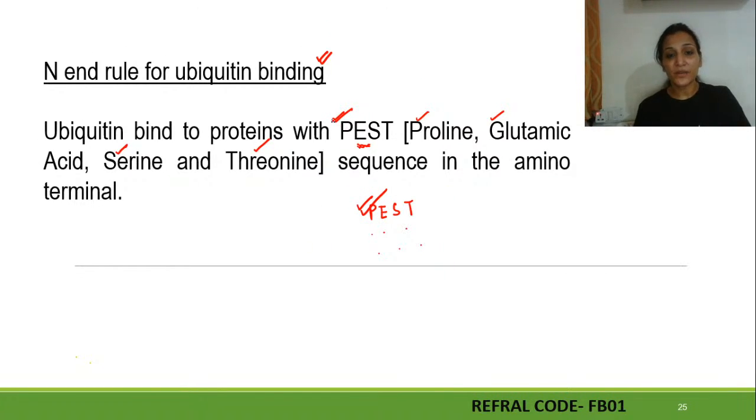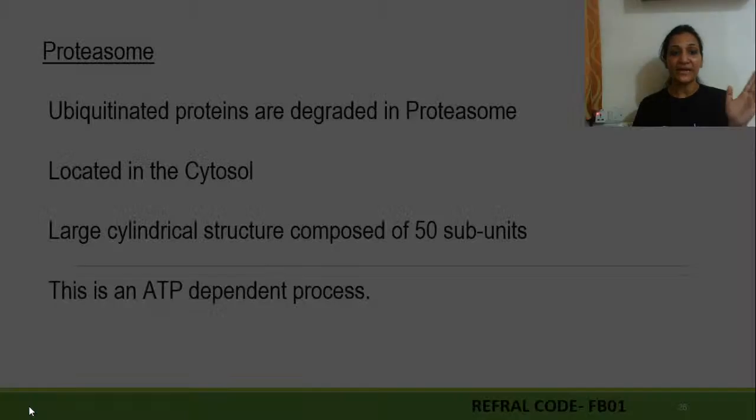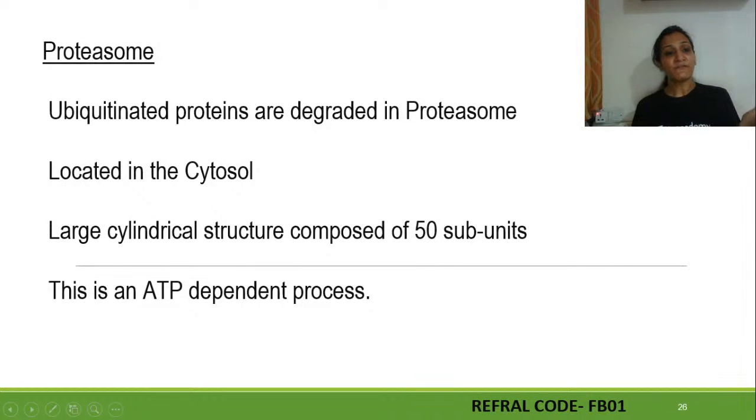So if you are remembering this thing, remember it well, that ubiquitin will be binding at the N terminal, where it can find proline, glutamic acid, serine and threonine, and it will be binding to it. Right? Now we have understood what is ubiquitin, we have understood what is endoplasmic reticulum, and lastly in the degradation series there is a proteasome.